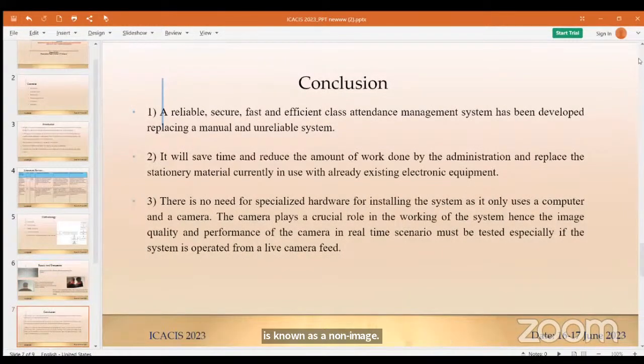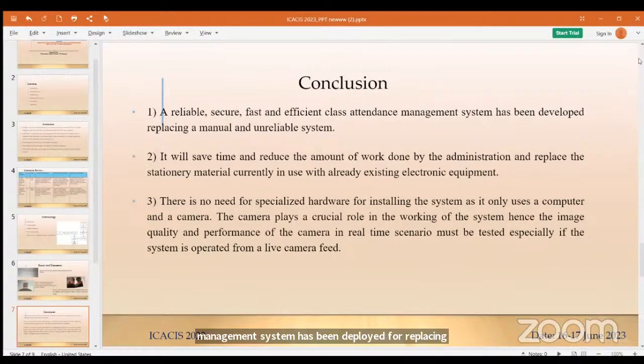Conclusion. Finally, to change the traditional system of taking attendance, we have used this project. This is a very reliable, secure, fast and efficient class attendance management system, which has been deployed for replacing the manual and unreliable system.